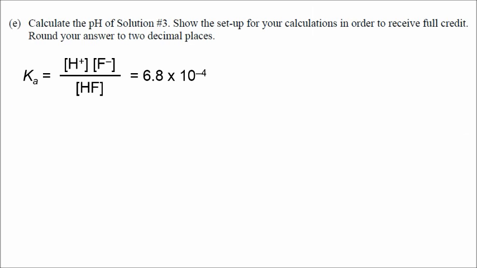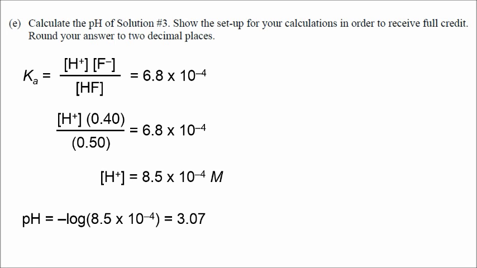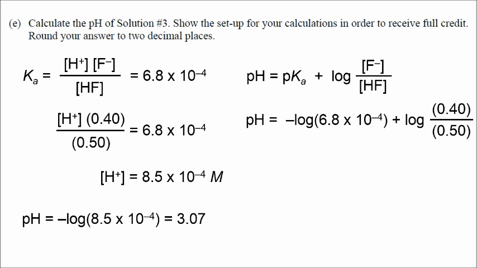So for solution 3, we can do the pH either by starting with the Ka expression, plugging in 0.4 and 0.5 where they go, and solving for H+. We can negative log that and we get a pH of 3.07, or you could have used the Henderson-Hasselbalch equation, so the negative log of the Ka plus the log of A minus over HA, in this case 0.4 over 0.5, and we still get a value of 3.07 either way.